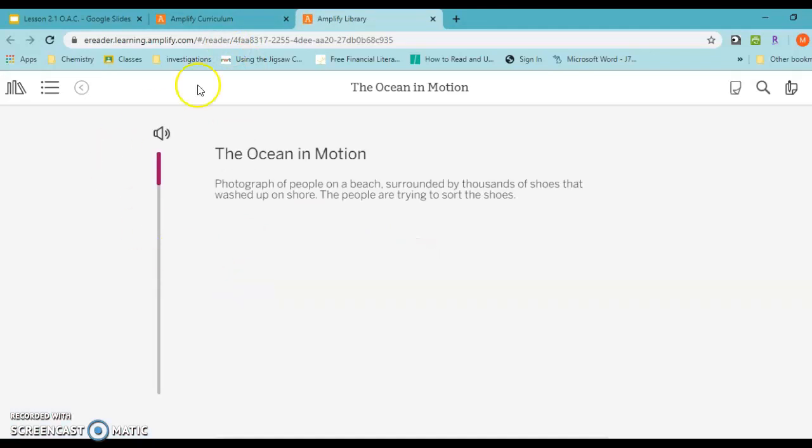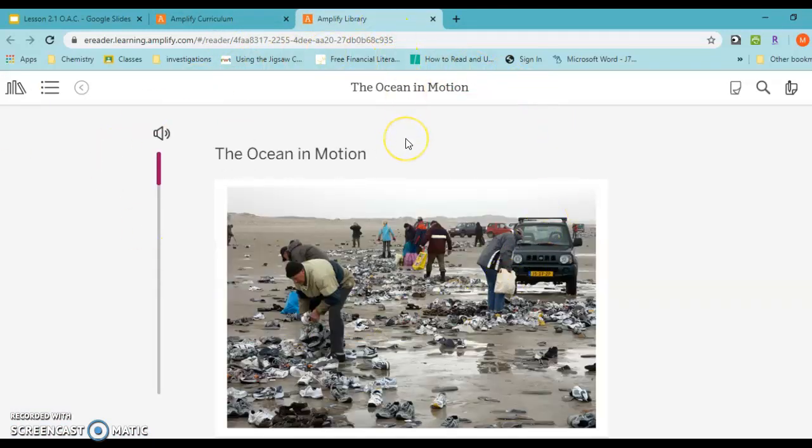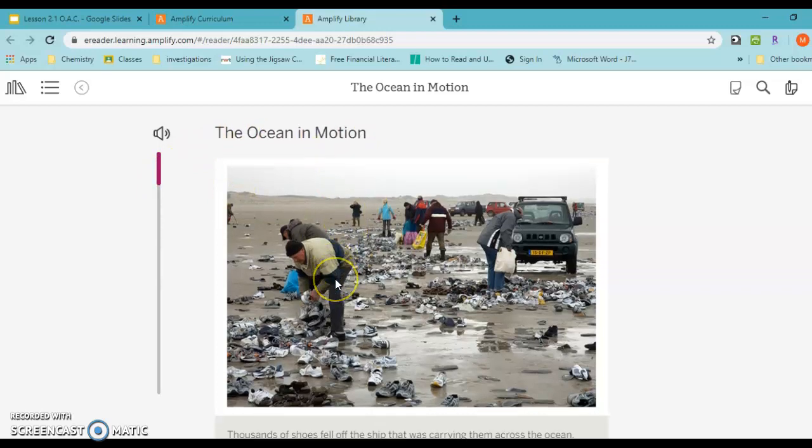There we go. Ocean in Motion. So once you click on that link to the article, it should take you to this page, The Ocean in Motion. So let's start with the title. So I'm reading The Ocean in Motion, but I'm seeing, as I look here, pictures of shoes. And so, that gets me wondering. I'm seeing all these people pick up shoes, and it looks like they're doing it on the beach. So I think that these shoes were in the ocean and they washed ashore.